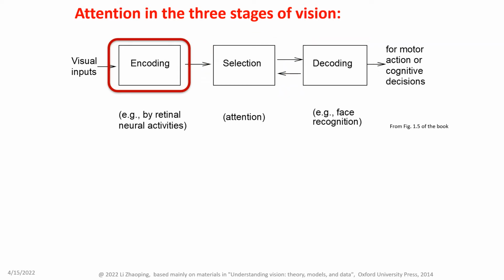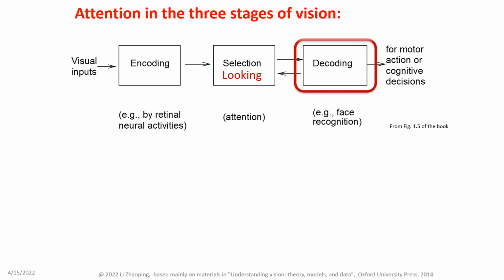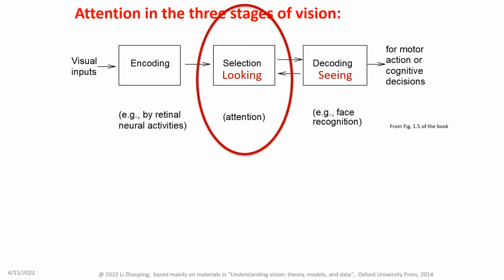Encoding is to sample visual inputs and to represent the inputs in neural responses. Selection is to select a small fraction of the inputs for further processing, and this is called attentional selection, and this stage can also be called looking in layman's terms. Decoding is then the seeing after the looking, to infer or recognize the visual scene properties, such as to recognize a face from the selected inputs. So therefore, attentional selection is very important since it gates our visual perception.